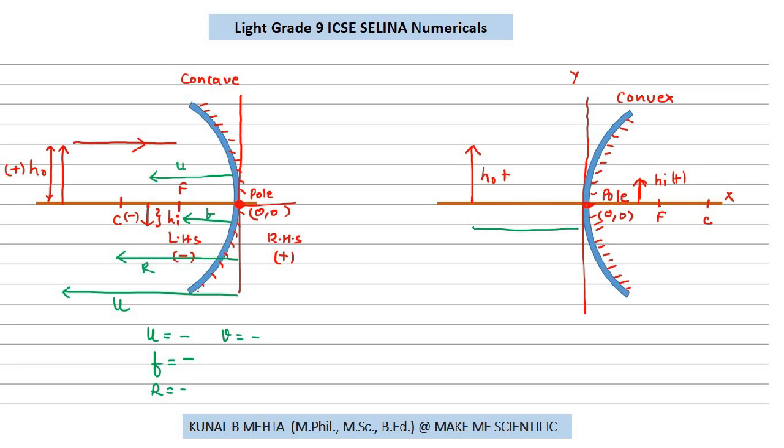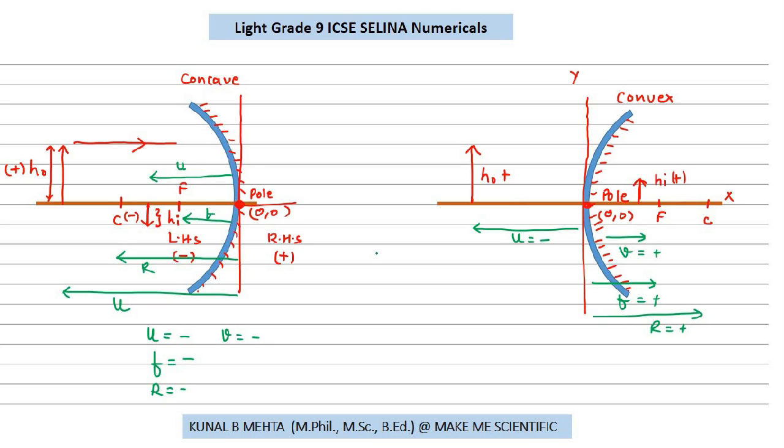Whereas in this case, in case of the convex mirror, object distance is negative, image distance would be positive because it is on the right hand side of the pole or the origin. Focal length is also positive, radius of curvature is also positive. So our most important learning is, whenever we have concave mirror, the focal length will be negative. Convex mirror, focal length would be positive. Height of the object in either of the case always positive. Object distance always negative. Now image distances could be positive, negative depending upon the virtual or the real image.